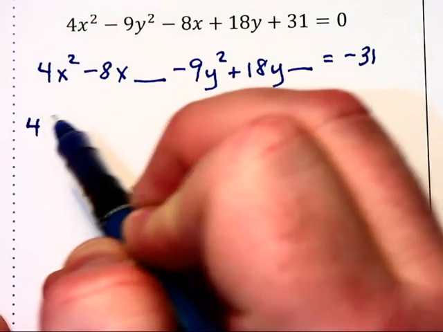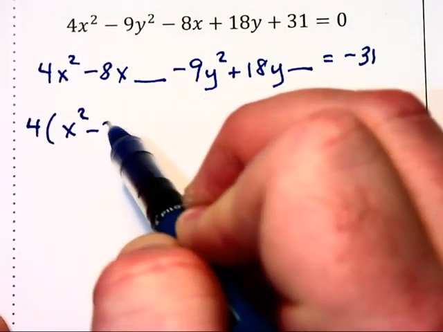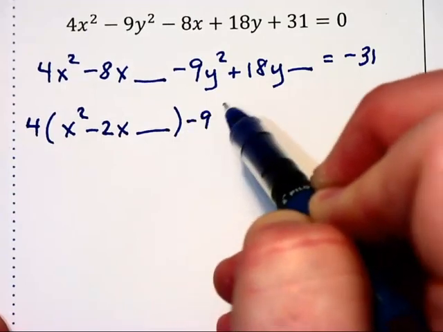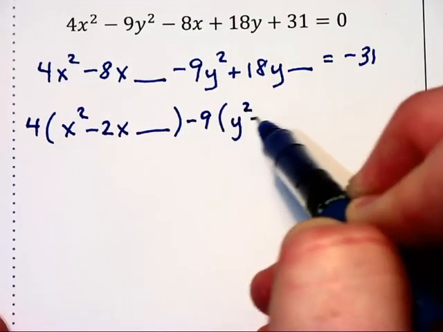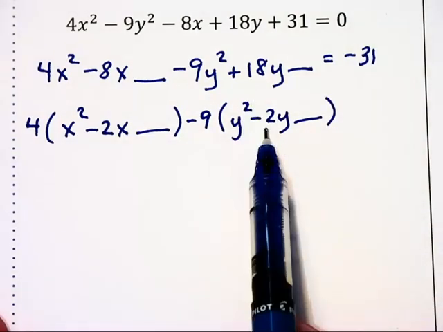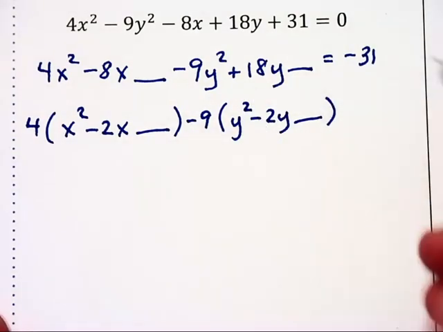Factoring the 4 out leaves us x squared minus 2x inside the parentheses, and factoring a negative 9 out leaves us with y squared minus 2y in the next parentheses. Be careful that you change the sign in the middle there when you factor the negative out.